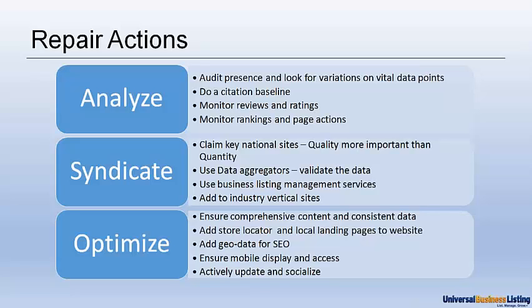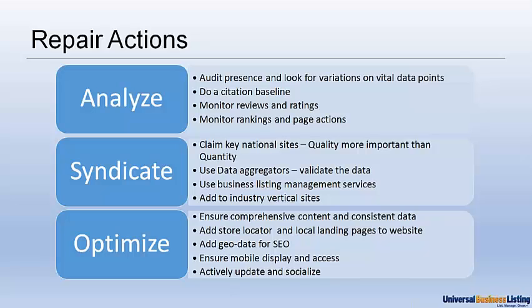So the actions are really quite easily broken down to 3 areas: analyze, syndicate, and optimize. So to analyze, the first thing we do is audit the presence. Use a tool where you can analyze where the listings are and look for the variations on vital data. A citation baseline. Look at what Google sees of your business. What links, what directories does Google see a listing for you on? Those are the ones you should likely focus on in terms of repairs.